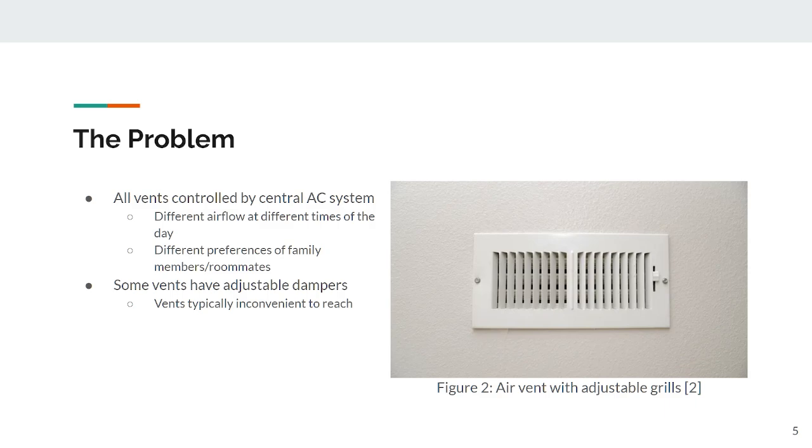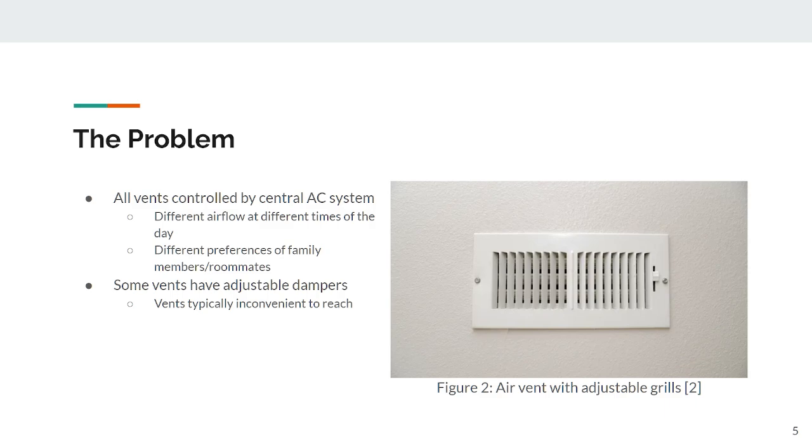The problem with current air vents is the lack of flexibility. Typically, there is only one central AC system that controls the airflow and the temperature of the entire house. However, whether it's living with family or with roommates, most people have different preferences for how much air their room receives at various times of the day. For example, one roommate might prefer it colder at night since it's easier to sleep when it's colder, or they just generally prefer colder temperatures and more airflow compared to another roommate.